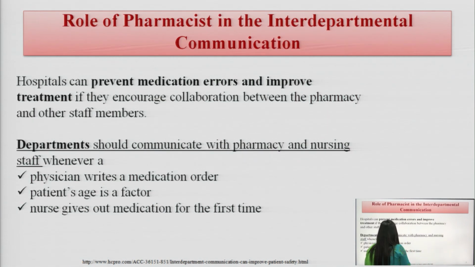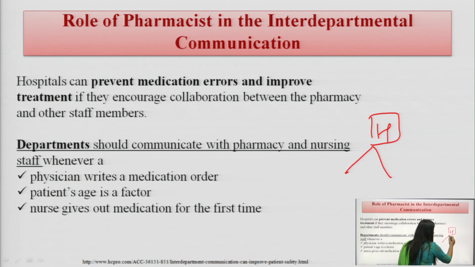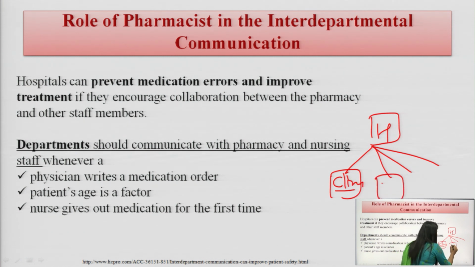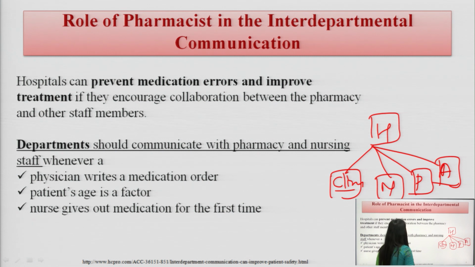Another topic here is the role of the pharmacist in interdepartmental communication. There are different departments in a single hospital, and a pharmacist has a role in different departments. A department could be where research or clinical trials are performed, so there should be a section for clinical trials. There should be nursing stations, a pharmacy, and another administrative department. So there are different departments in the hospital, and here we are going to discuss how the pharmacists help in them.